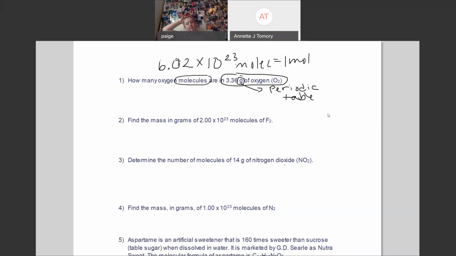Whenever you see grams, you need to look at the periodic table. So let's look at the periodic table and look for oxygen. What's the mass of oxygen? 15.99. All right, so I'm going to round it up to 16. How many oxygens do I have? Yes, 2. I have times 2. So what is that going to equal?